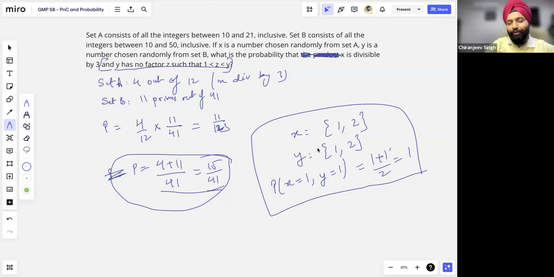Okay, so we are looking for the probability that x is, so we are looking for this specific case in which x is divisible by 3 and we're also looking for a specific y. Okay, we are not happy with any y, we want a specific y also.